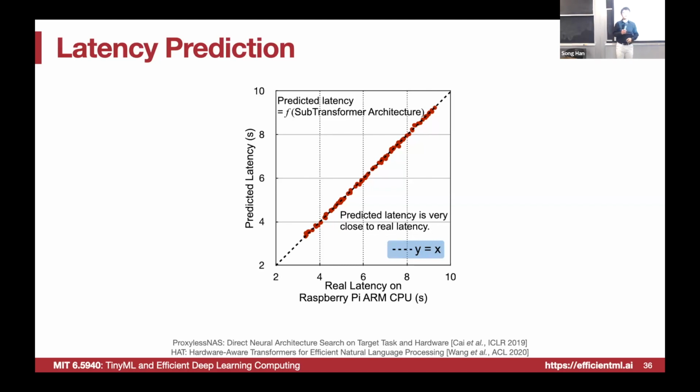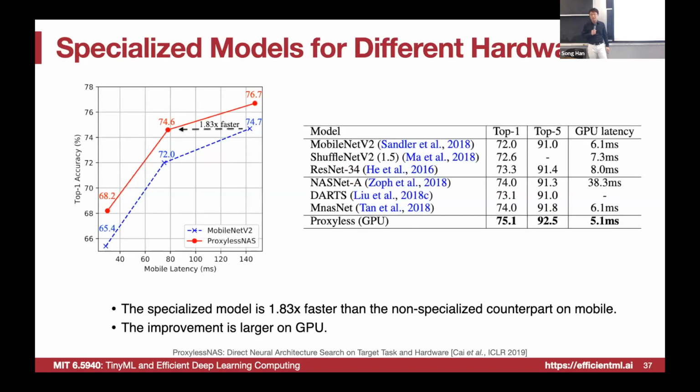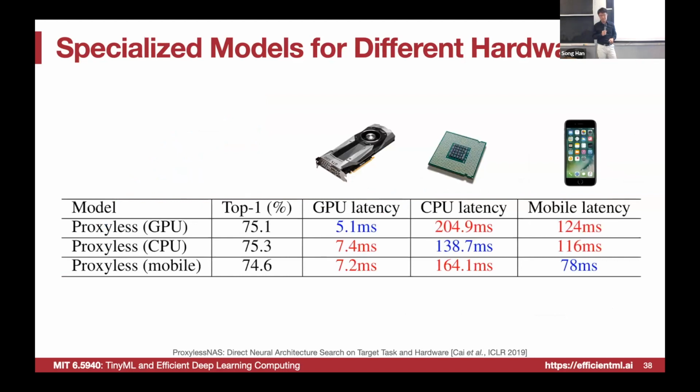So we can use the predictor to estimate the latency rather than physically deploying this model on the hardware and running it. In that way, we can find specialized models by incorporating both the latency measurement and also the accuracy measurement very quickly. By combining this together, we can outperform the human-designed MobileNetV2 by running 80% faster. And we can design specialized models for the CPU, for the GPU, for the mobile.